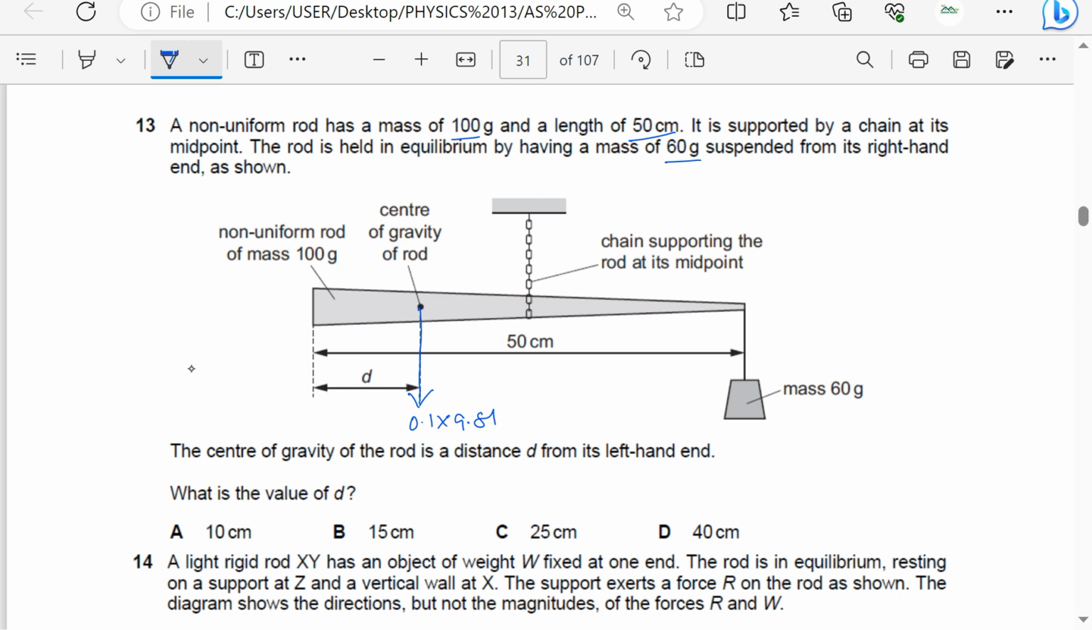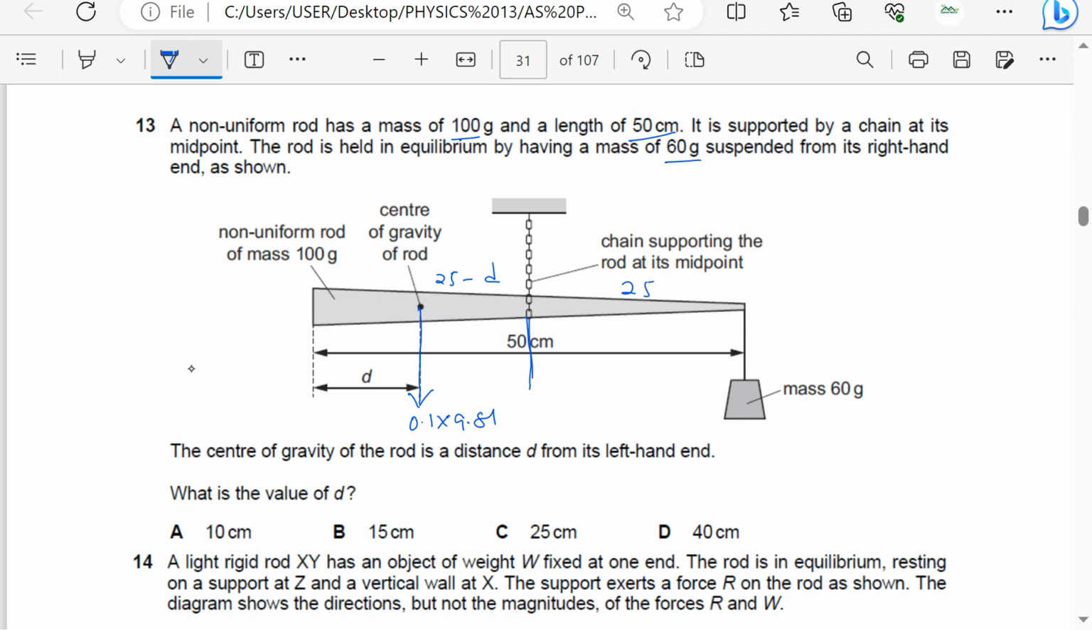Okay. Let's take moments about the chain. The length is 50 centimeters, it is supported by a chain at its midpoint. So it is at its midpoint. So this distance here is going to be 25 minus d. The other distance is 25.